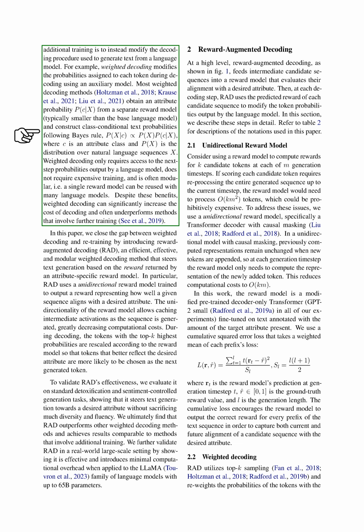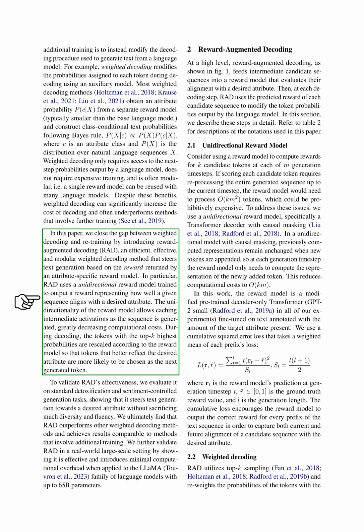For example, weighted decoding changes the probabilities assigned to each token during decoding using an auxiliary model. Most weighted decoding methods use a separate reward model to get a probability for an attribute, and then use Bayes' rule to construct text probabilities that are conditional on a class. Weighted decoding only needs the next step probabilities output by a language model, doesn't require expensive training, and is often modular, meaning a single reward model can be reused with many language models.